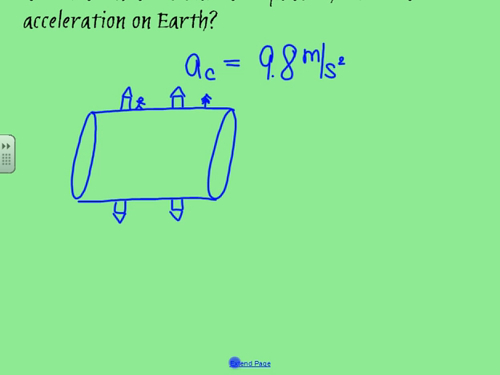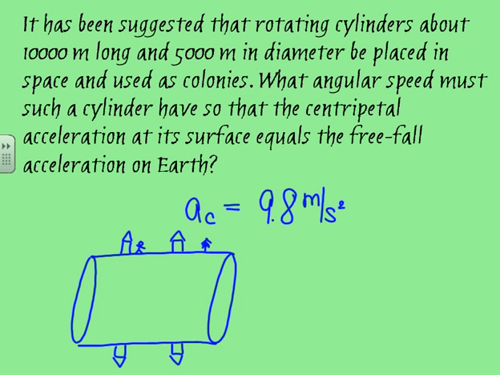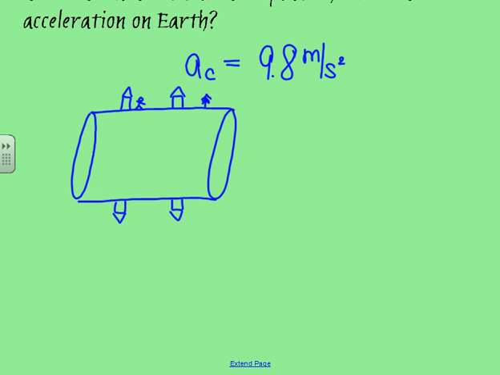So how fast does this have to rotate? Well, let's see. It tells me that it would be 10,000 meters long and 5,000 meters in diameter. So this distance is 10,000 meters. And this here is 5,000 meters. I know I want centripetal acceleration to be 9.8 meters per second squared.